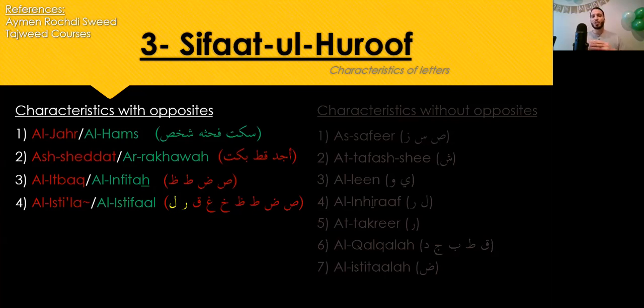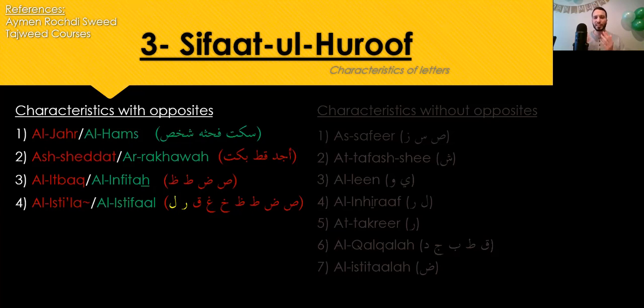Okay? So example. These are all the letters put together. They put them together in a sentence. Sakata fahathahu shakhsun. These are the letters of al-hams. Every letter here, the sin, the kaf, the ta, fa, ha, tha, ha, sheen, kha, and sad. Each one of them is a letter of hams, which means they release air. And we're gonna do that together today.